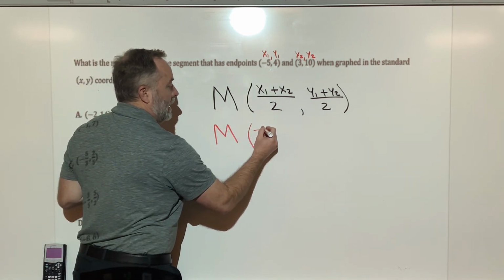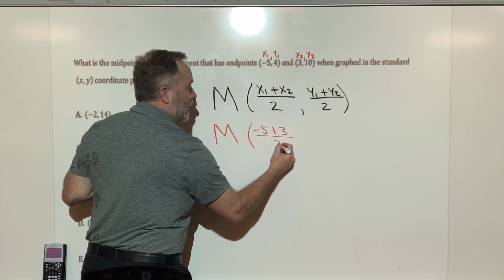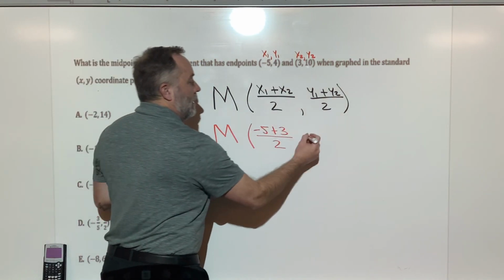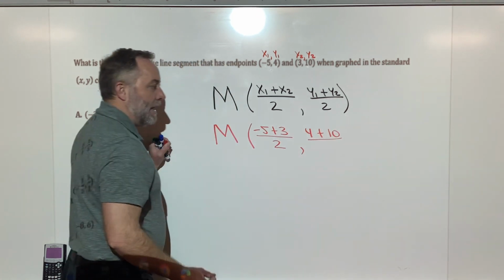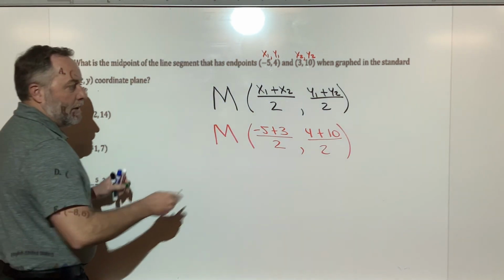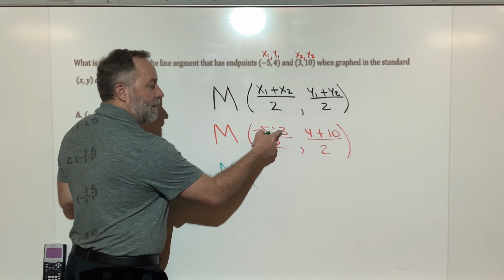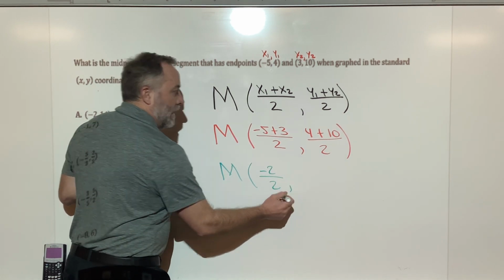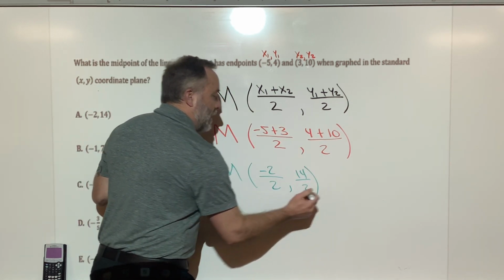So x1, -5, plus x2, which is 3, and then we divide that by 2, comma, now the y value, y1, 4, plus y2, which is 10, and we divide that by 2 as well. Okay, then we just keep going and simplify what we have. So our midpoint is going to be -5 plus 3 is -2. And we're going to divide that by 2. And then 4 plus 10 is 14. And we're going to divide that by 2.